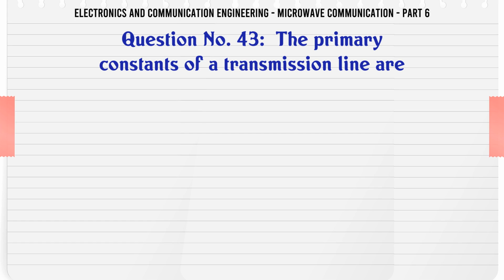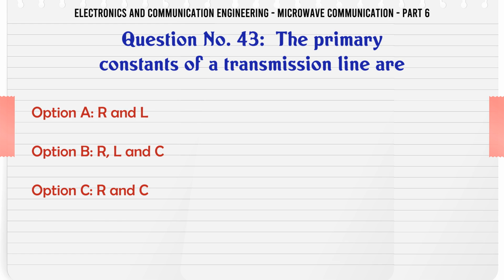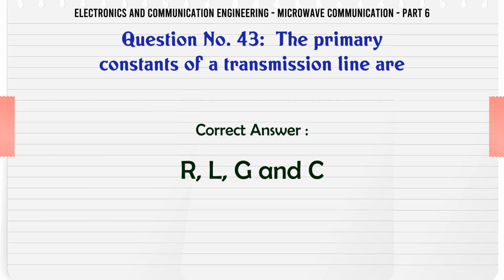The primary constants of a transmission line are A: R and L, B: R, L, and C, C: R and C, D: R, L, G, and C. The correct answer is R, L, G, and C.